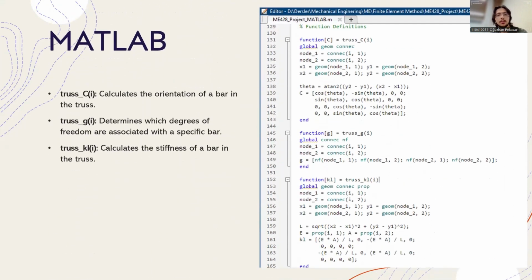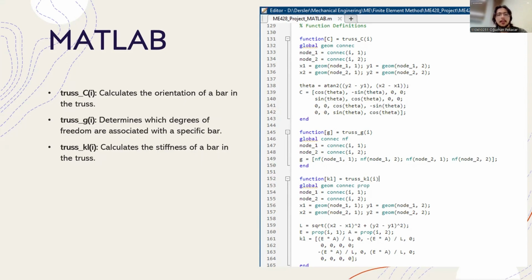Now let's look at some specific functions within the code. Truss TI: this function calculates the angle of a specific bar in the truss, telling us its orientation. Truss GI: this function determines which degrees of freedom are associated with a particular bar. Degrees of freedom refer to the ways a bar can move, such as horizontally and vertically. Truss KLI: this function calculates the stiffness of an individual bar in the truss, telling us how much it resists deformation when a force is applied.